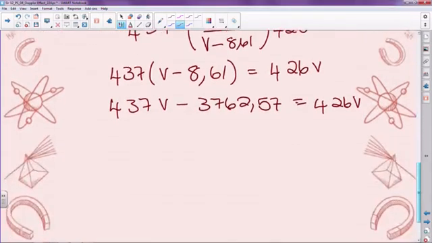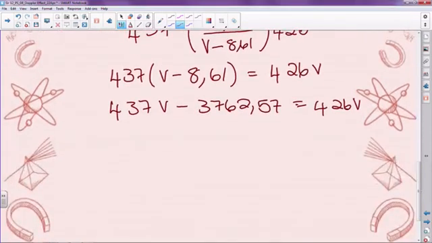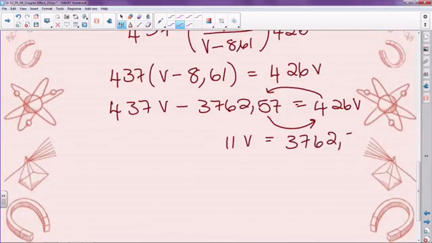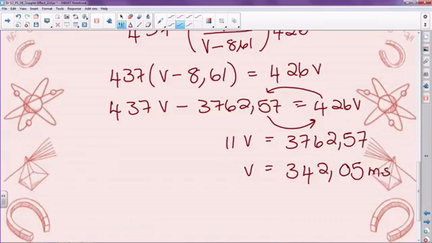I don't like fractions. Okay, then I'm going to take the 426V over to that side. That means 11V is 3762,57. We divide both sides by 11, and look here, 342,05, close enough. Now it's not 343 because obviously temperature, whatever the case may be, but 342, good enough number. We're happy with that, okay?